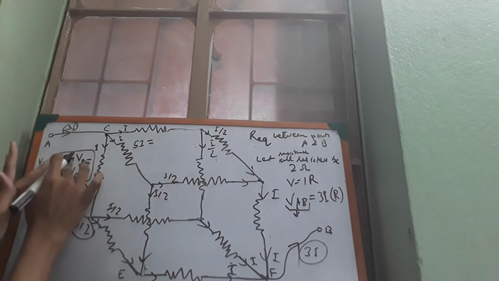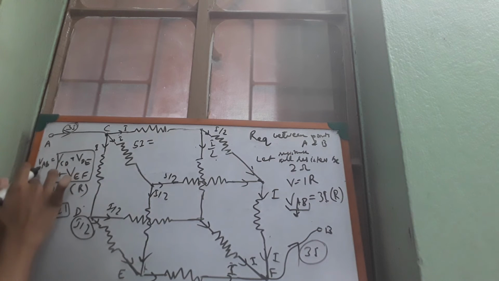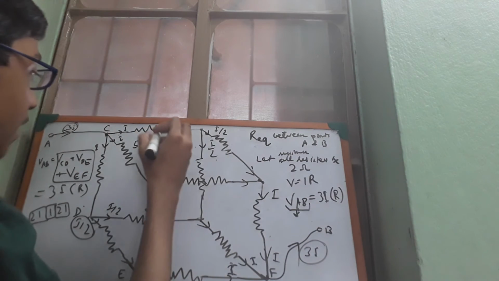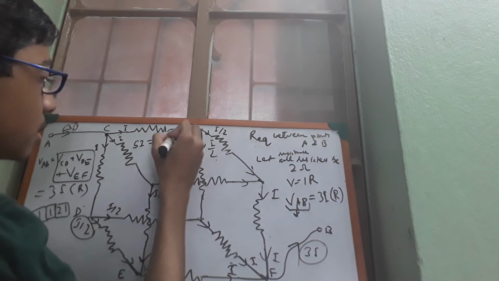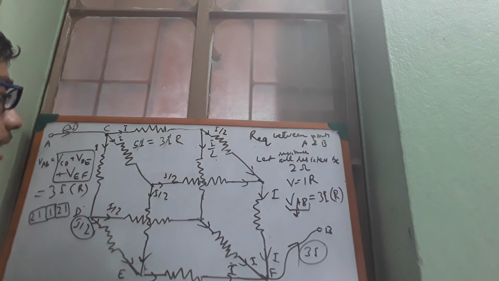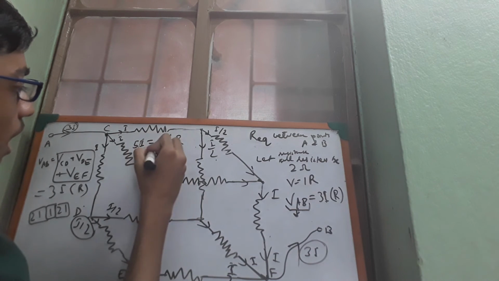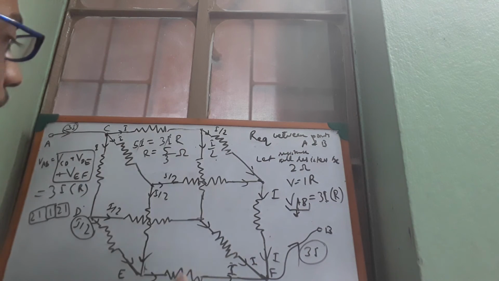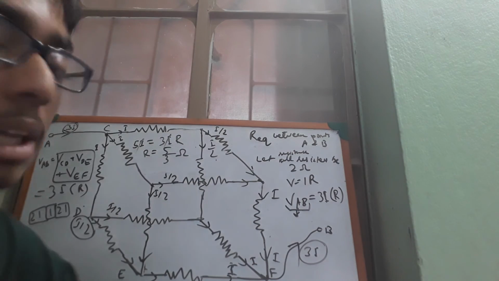So 5I is VCD plus VD plus VEF, which is equal to VAB. So in place of VAB we can write 5I, and VAB again is equal to 3I times R. So 5I will be equal to 3IR. So just cancel these I's, right? So what do you get? R is 5 by 3 ohm. Just cross multiply. So R is 5 by 3 ohms. So that's a simple way to solve this question.